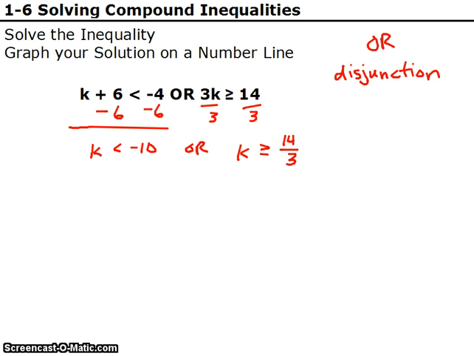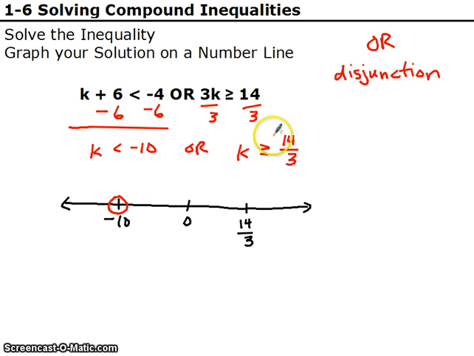All right, we've solved. Now let's draw it out. So 0 is about there. Looks like negative 10 will be down here, and 14/3 somewhere up here. Negative 10 had no equal to, so open circle. 14/3 has an equal to, so closed circle. So we're less than negative 10. That's going to go to the left. And we're greater than 14/3. That's going to go to the right.